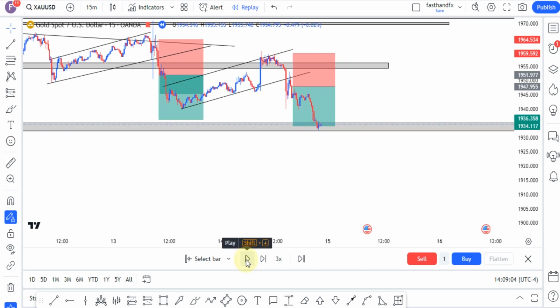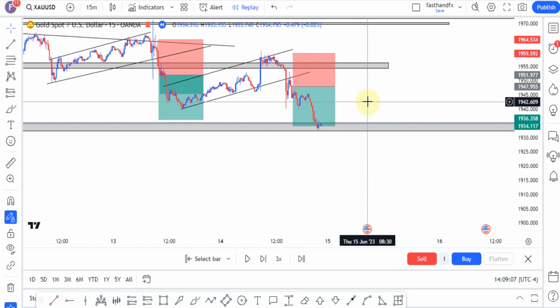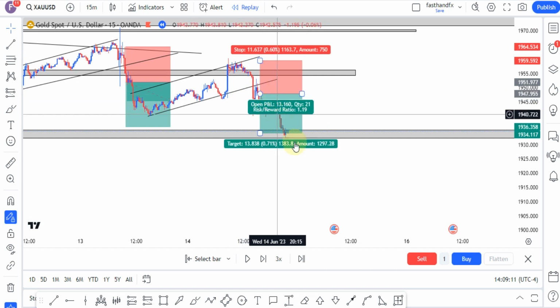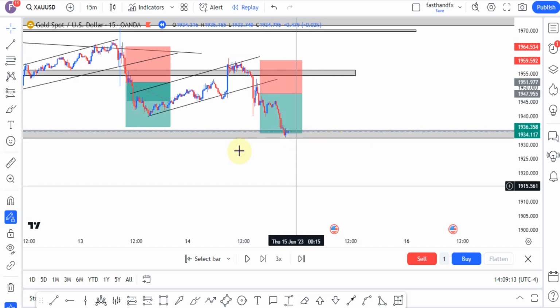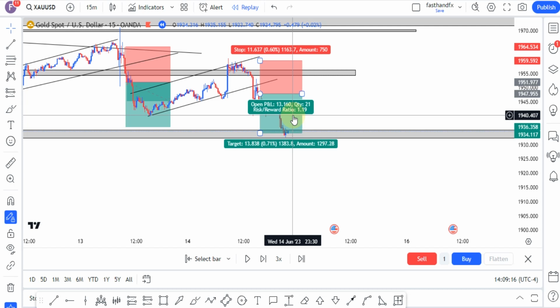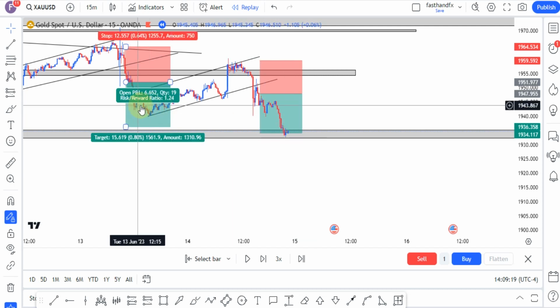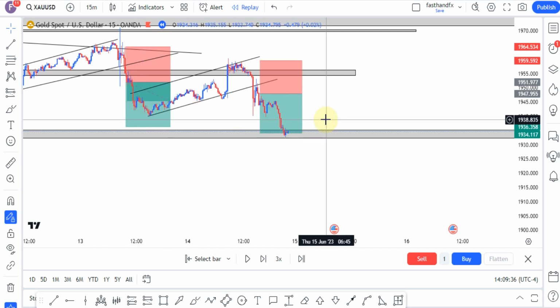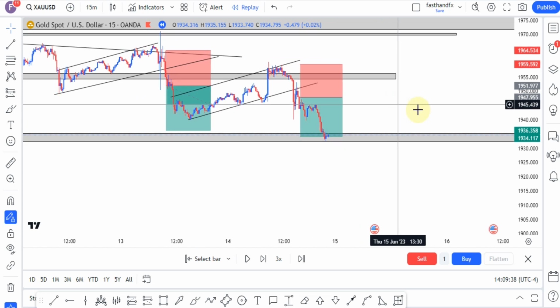As you can see, guys, the market did respect our setup. The market came all the way down after taking our entry at this point. It gave us around 130 pips, and on the other side the market had already given us 110 pips, so that's like 240 pips, guys. That's crazy for gold, you know. Let's see if the market can give us another opportunity to take another trade.